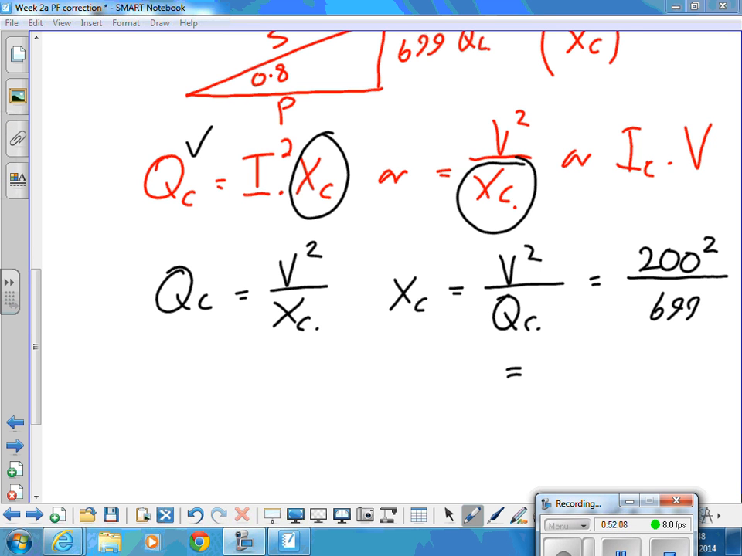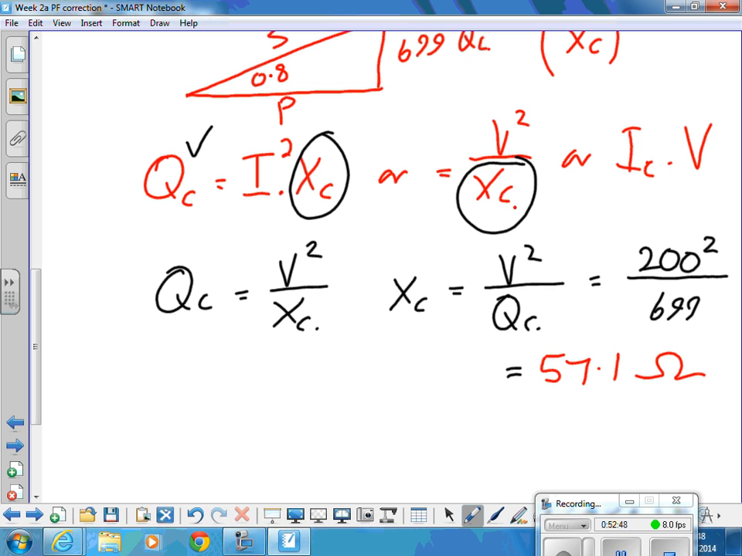Right, 200 squared divided by 699, what will that come out as? 57.1. What are the units, Keith? Can you remember? No, we haven't got capacitance yet. We've got capacitive reactance. We've done a V squared over power here. This is a power situation. So that's V squared over power, that's in ohms.